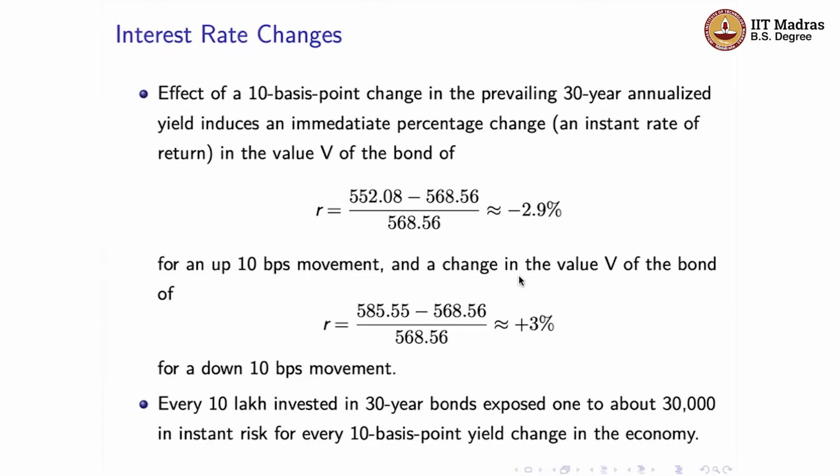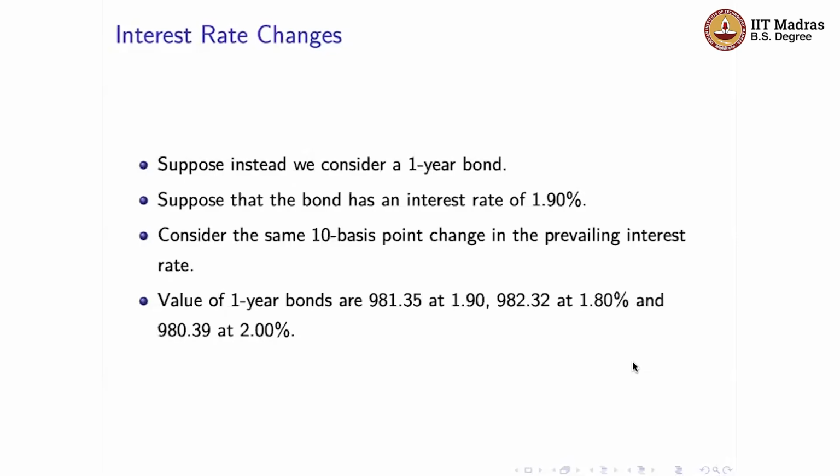So if you want to translate this into actual numbers, what it means is that if you have, let's say, 10 lakh rupees invested in a 30-year bond, this means that even a small interest rate movement of 10 basis points can lead to a risk of about 30,000 in instant risk for every such change that is happening in the economy, right? And you can see that this is not insignificant, right?